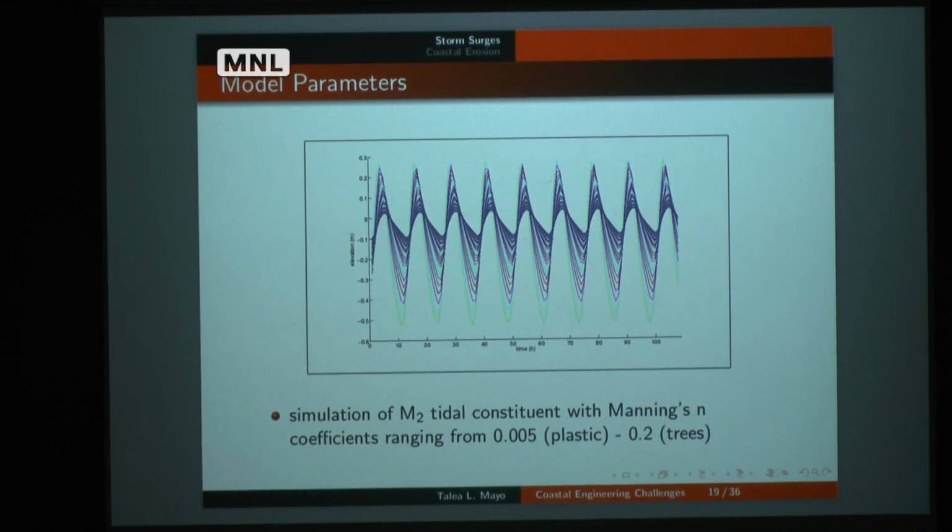So what you would do is say, if you know that there's trees in the region you're studying, then you would go look up in the table what's the Manning's n, and then you'd put that into the model, that's what the friction should be there.